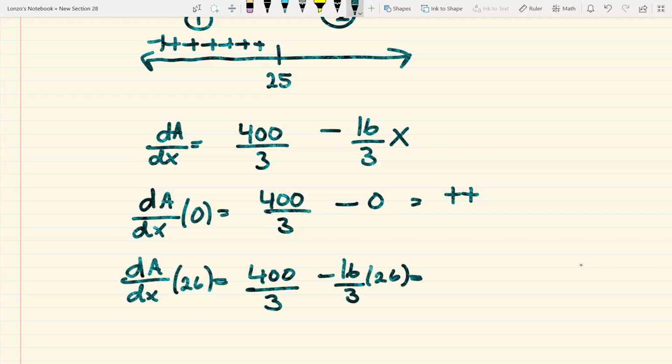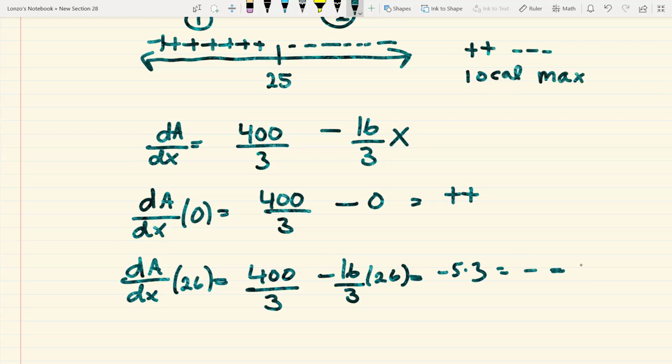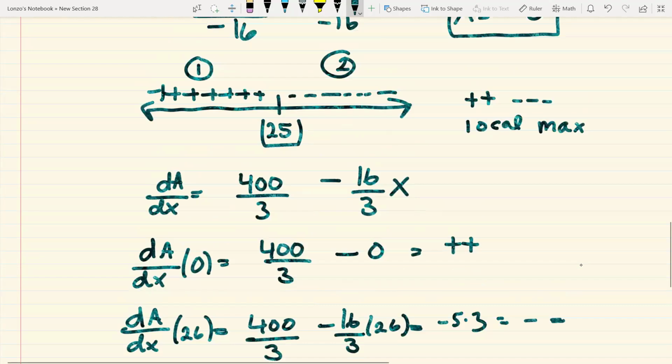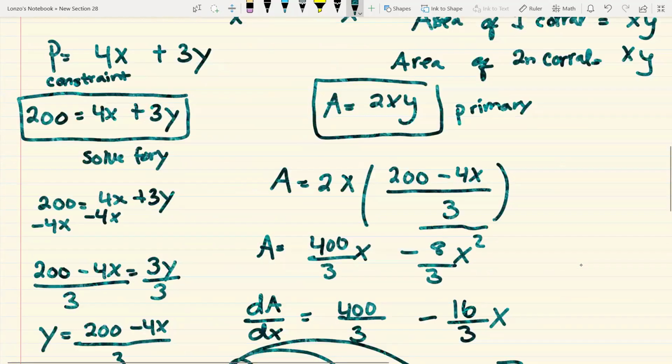And when I put all that together, what do I get? I get about negative 5.3. It's negative. I only care about the sign. So if you look at our sign chart, we have a positive to a minus. According to our sign chart, if you go from positive to a minus, you have a local max. So yes, we can verify that the x value 25 will give us a maximum value.